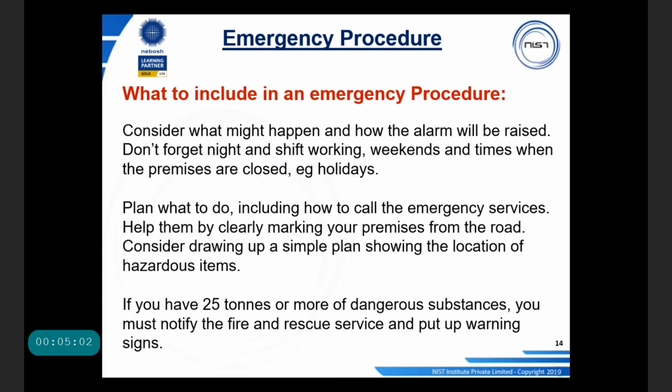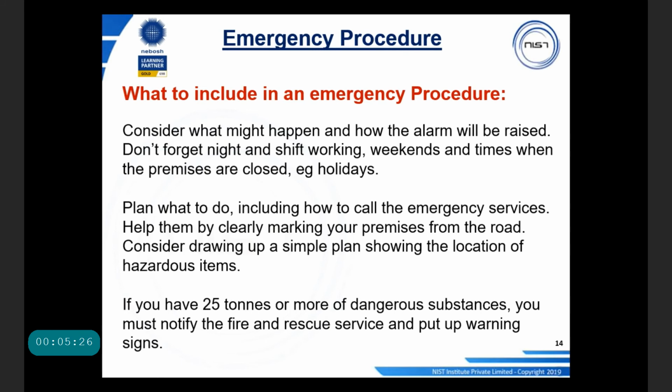Next point is training, information, training and information, we can say. And the last point is drills and exercises. All right. So we'll discuss these points.